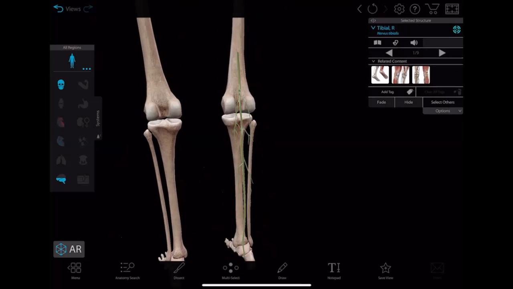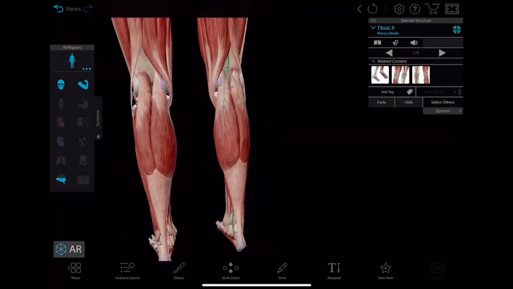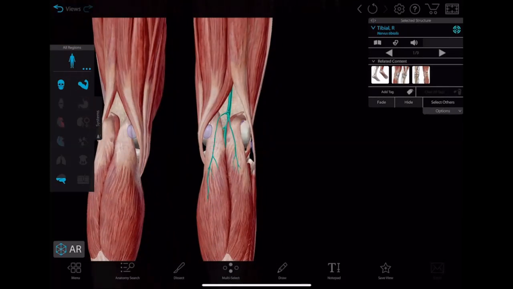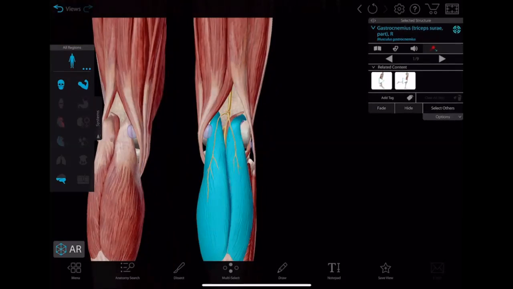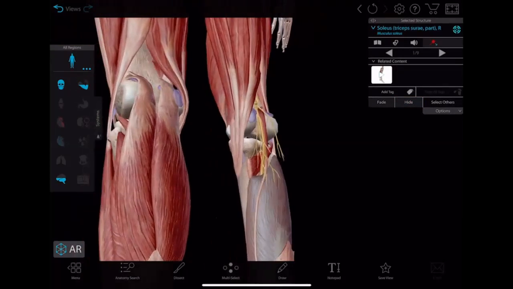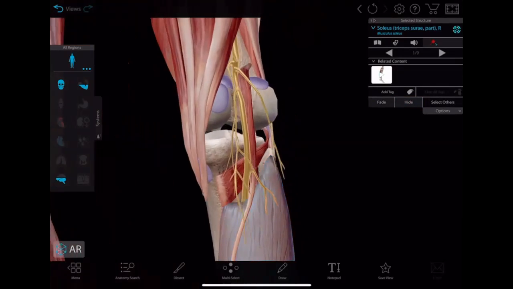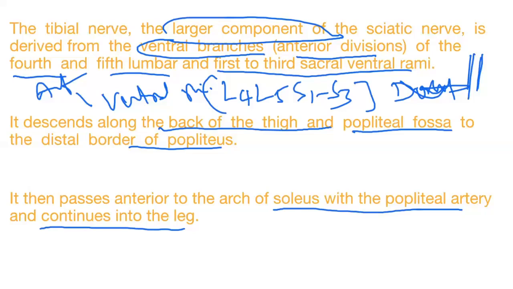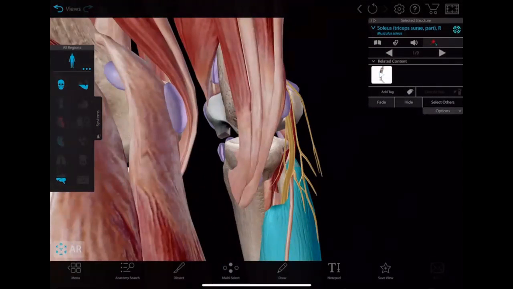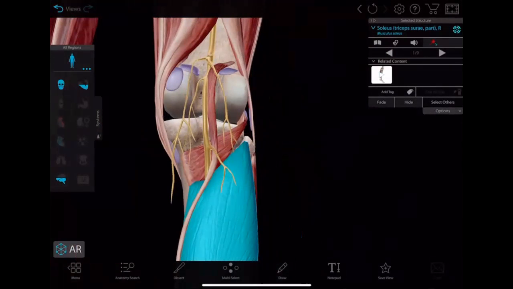And if we add muscles, okay, we are adding muscles. This is the gastrocnemius, and if we hide it, this is the soleus, right? So it is going in the arch of the soleus, right? It then passes anterior to the arch of the soleus with the popliteal artery and continues into the leg. So that is the arch of soleus, right? Okay.